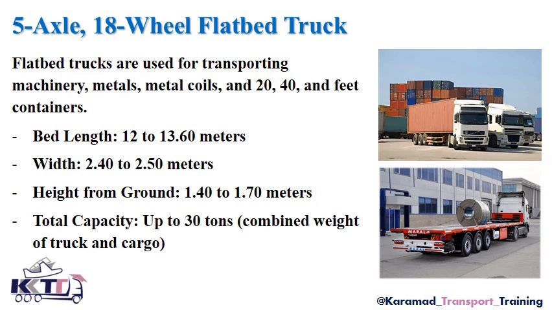Another very common and widely used type of truck in international transport and transit is the 5-axle, 18-wheel flatbed truck. As you can see in the picture, these trucks are used for transporting machinery, metals, metal coils, and especially for 20-foot and 40-foot containers. On these trucks, we can load one 40-foot container or two 20-foot containers. The bed length of these trucks is 12 to 13.60 meters. Their width is 2.40 to 2.50, and their height from the ground is 1.40 to 1.70 meters. The loading capacity of these trucks is up to 30 tons, which is the combined weight of the truck and the cargo.